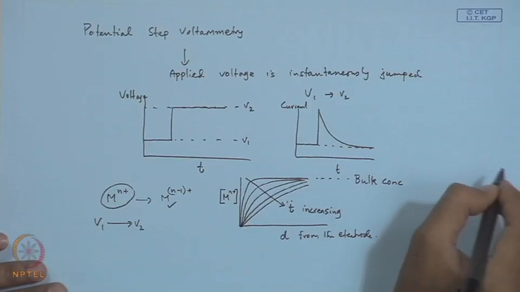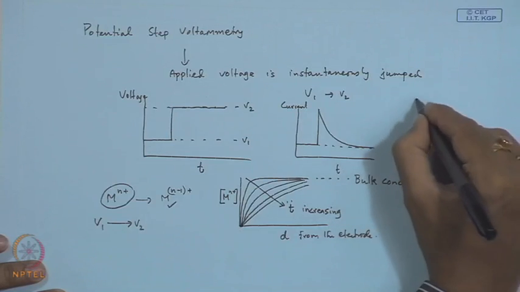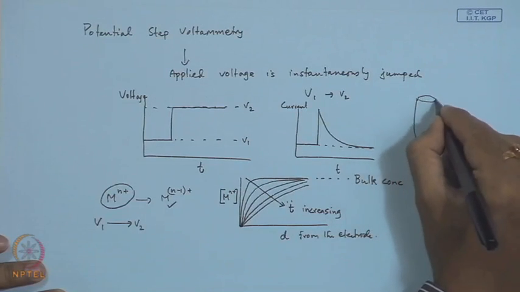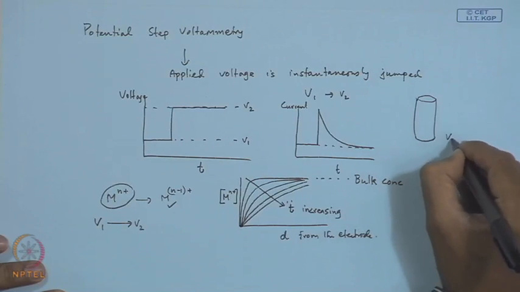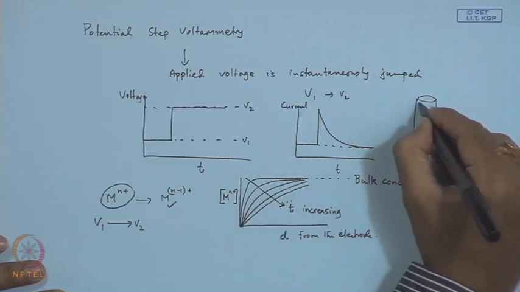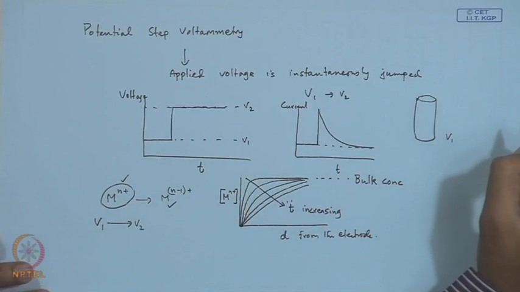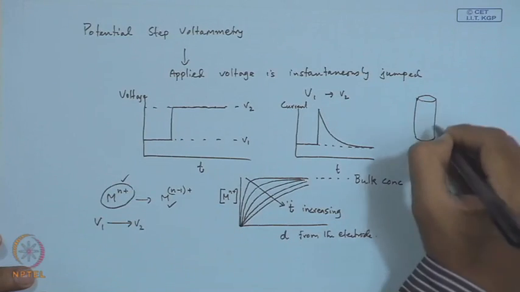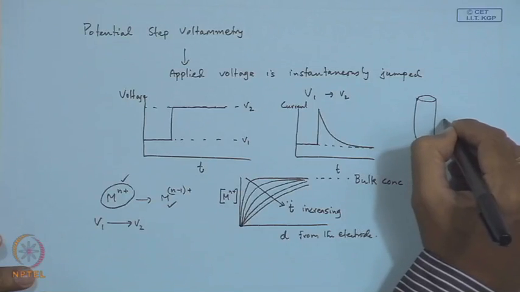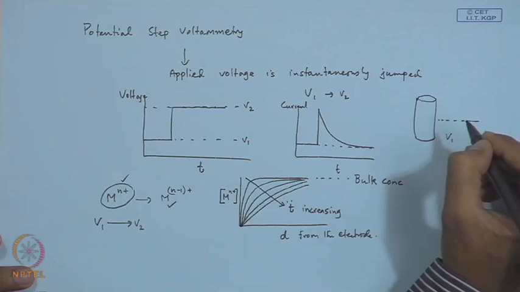This occurs since the instant before the voltage step, the surface of the electrode is completely covered with reactant. Okay, this is your electrode. When it is at V1, there was no reaction like this, so it is completely covered with your M^n+. Throughout the solution it has a constant composition. So, this is your electrode and this is the distance from the electrode. So, composition is almost constant.